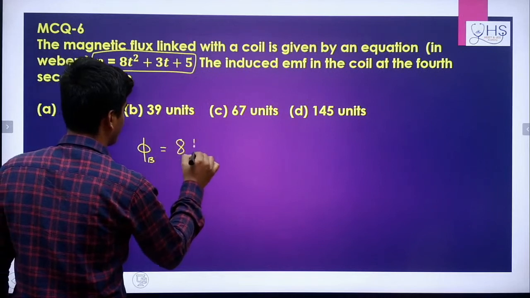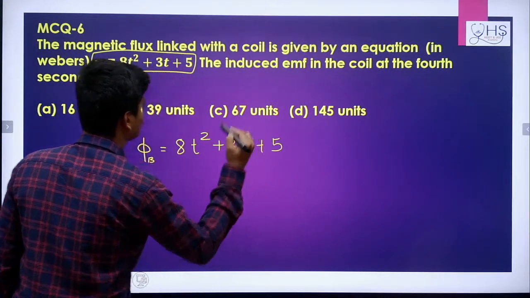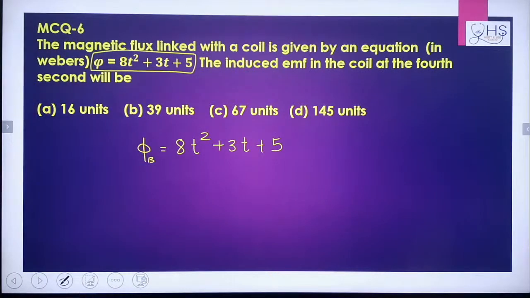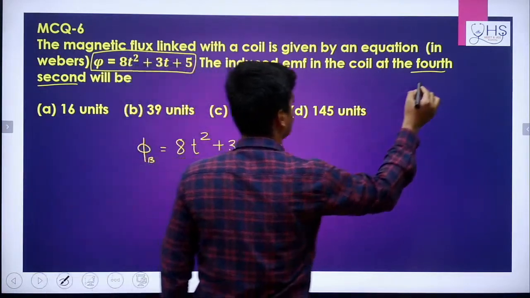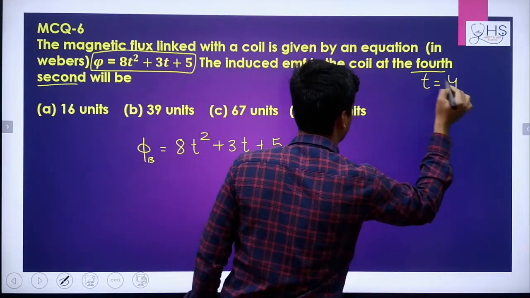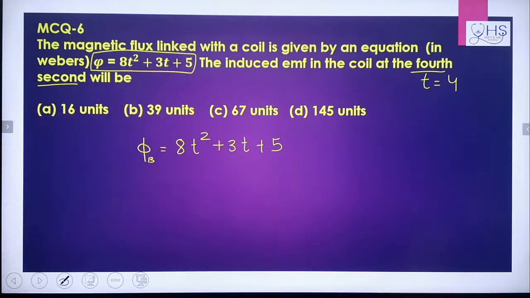So 8t square plus 3t plus 5. The induced EMF in the coil at the 4th second. So what do you mean by 4th second? Now t equal to 4. 4th second means t equal to 4. So here some options are given.